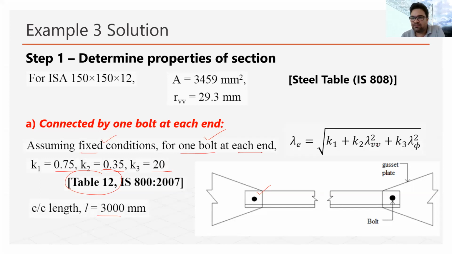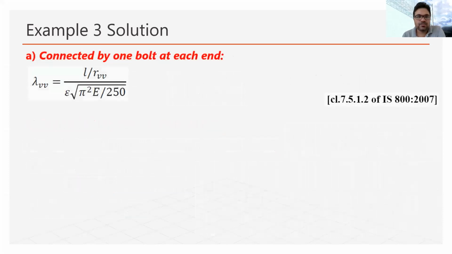Now we are left with finding lambda VV and lambda phi also, because we are ultimately supposed to find out lambda E. So now, using this clause, this formula in the IS code, it is given in this clause. I have already shown you in the IS code. So using this formula, we will put all the values.